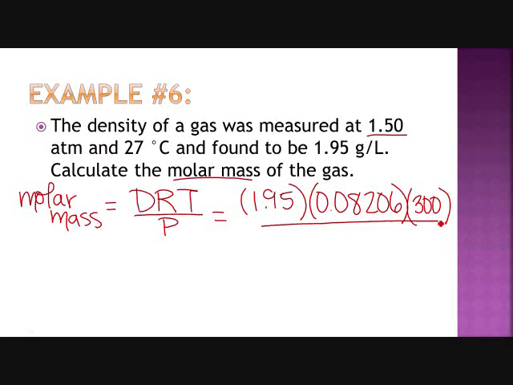Wait, so that's the R that we use for the ideal gas law, PV equals nRT. And then the 1.50 pressure goes on the bottom. So what do we get for the molar mass? 32.0. Did somebody else get that too? 32.0. Okay, so now the 27 degrees Celsius we should round into 2 sig figs. So it'd just be 32. And what's the unit for molar mass? Grams per mole.